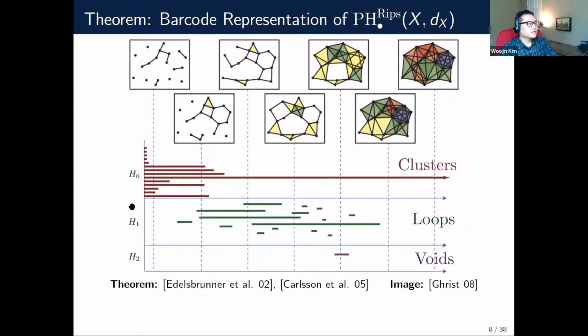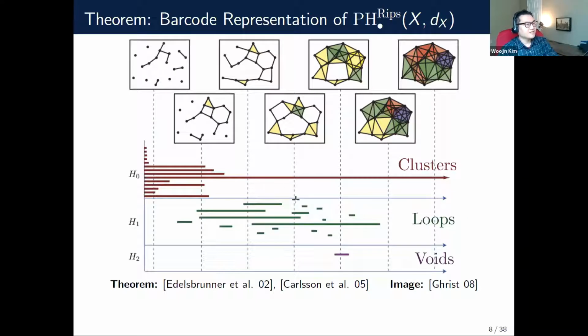And if we look at the first barcode, let's observe that at this small scale, we do not have any loop in the simplicial complex. But getting to this scale, we start seeing two loops in the simplicial complex. Those two loops correspond to these two intervals in the first barcode. Now getting to that scale, we have one additional loop. So that new loop corresponds to the interval which is born just before this scale.